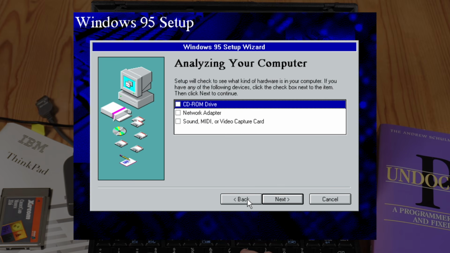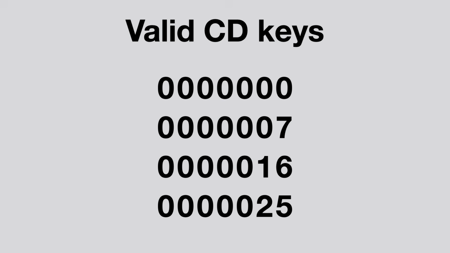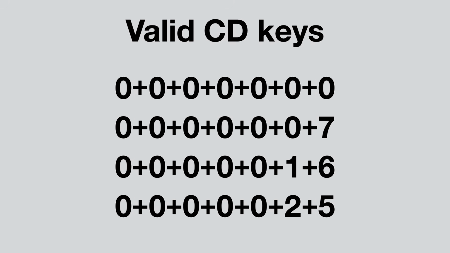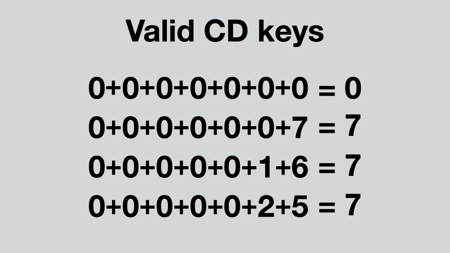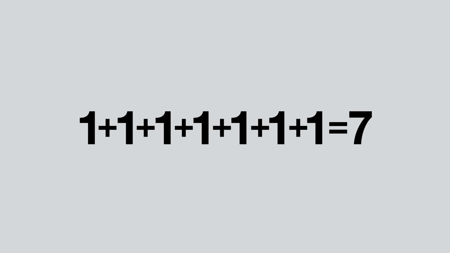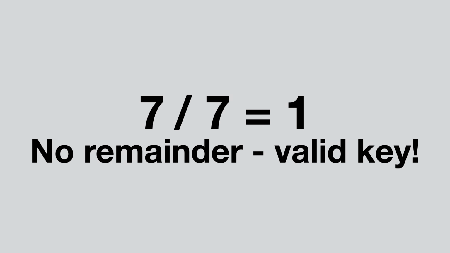Well, what do all these numbers have in common? If you stare at them for a while, you might notice that the sum of all digits of the valid serial numbers is always divisible by 7 without a remainder. This explains why 7 ones is a valid CD key. The sum of the digits is 7, 7 divided by 7 is 1, and there's no remainder, and so it's a valid key. Pretty simple and relatively easy to figure out compared to more sophisticated CD key algorithms. We didn't even have to reverse engineer anything.